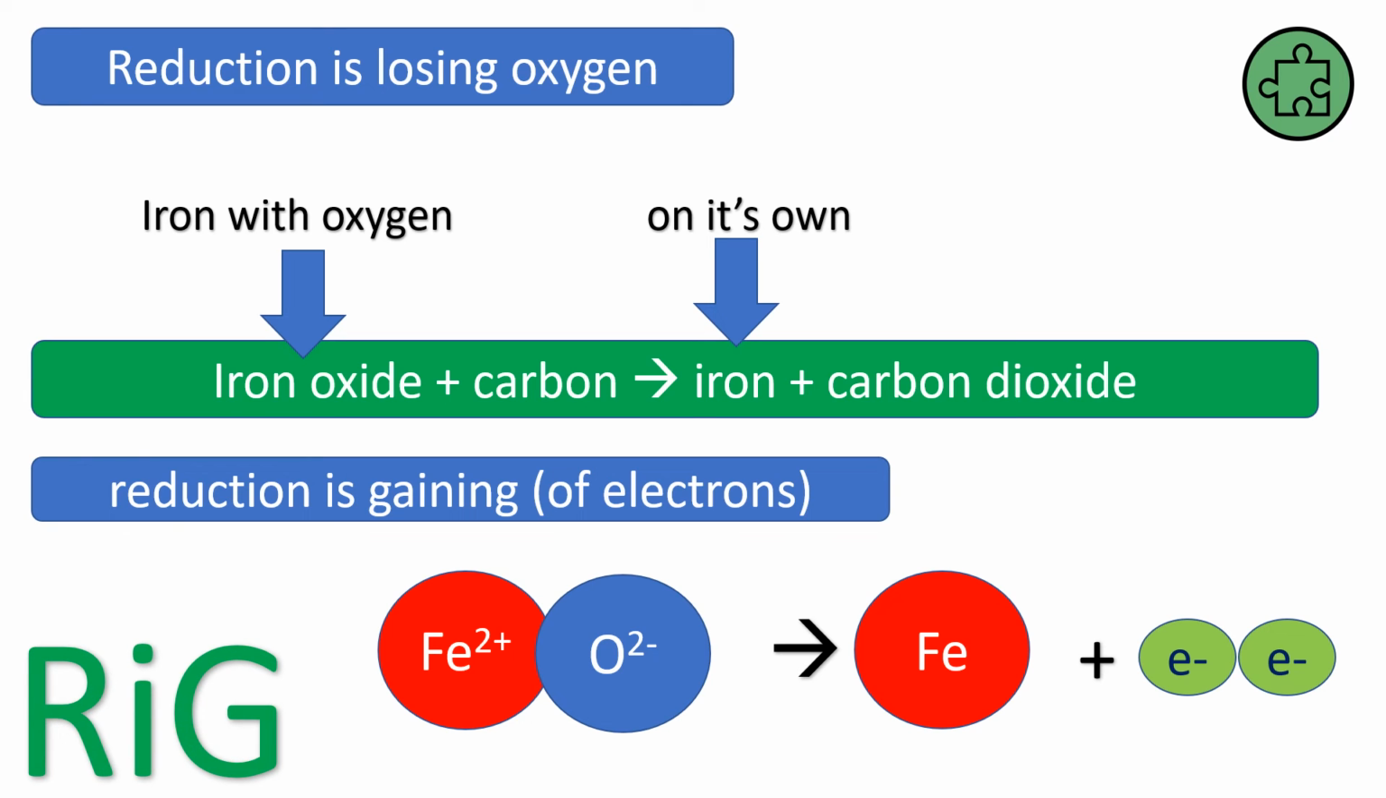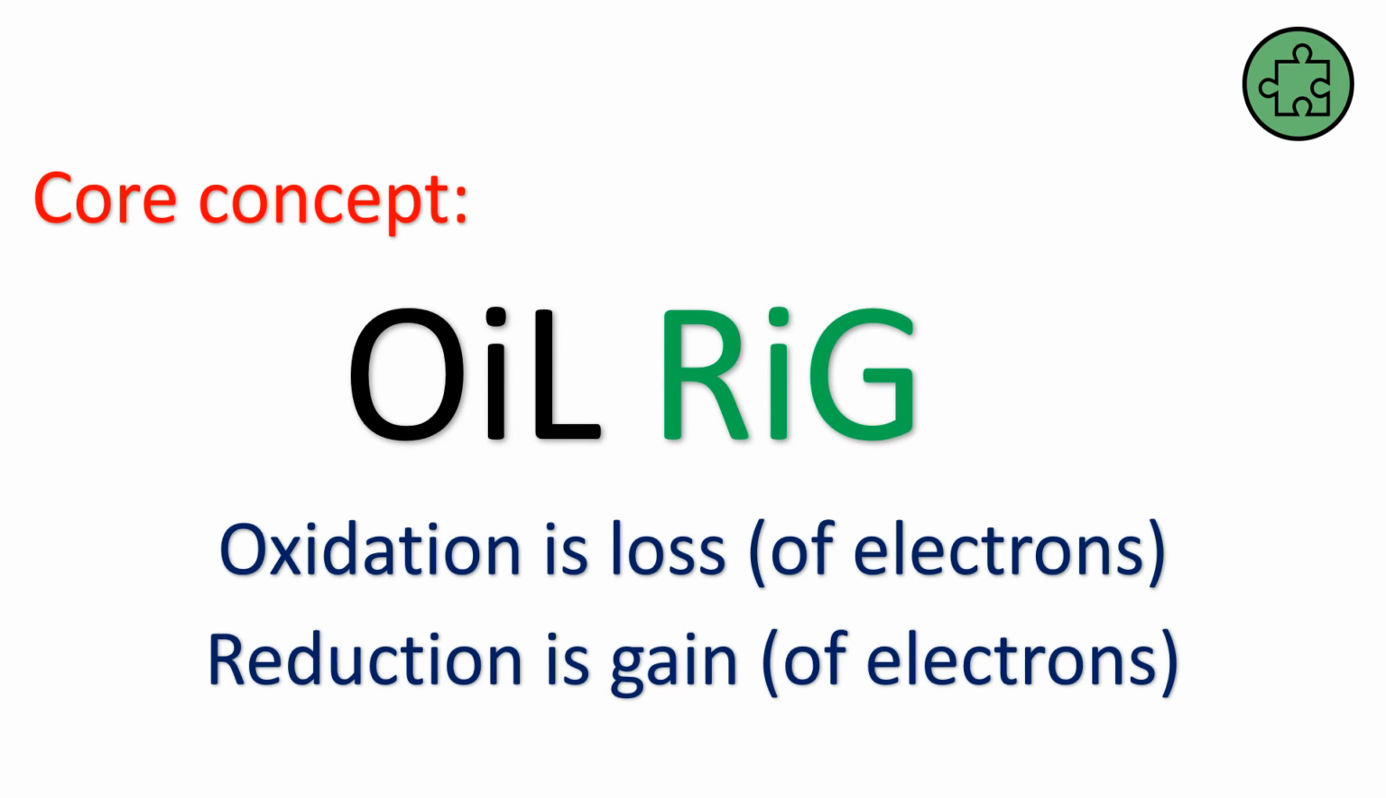Now, you would need to know how to do the half equation for this, but again, there is another video on that, so I'm not going to go into it here. So foundation guys, your core concept, I apologise it's not written down, is oxidation is gaining oxygen, reduction is losing oxygen. And higher guys, you need to remember OIL RIG: oxidation is loss of electrons, reduction is gain of electrons.